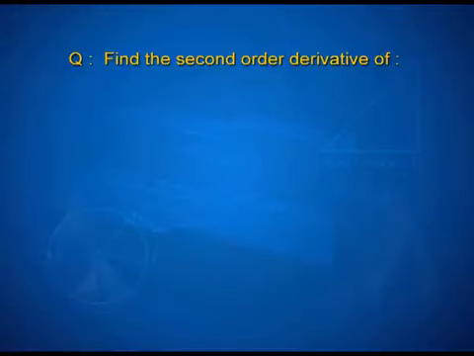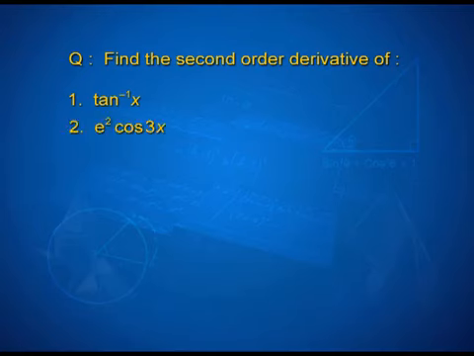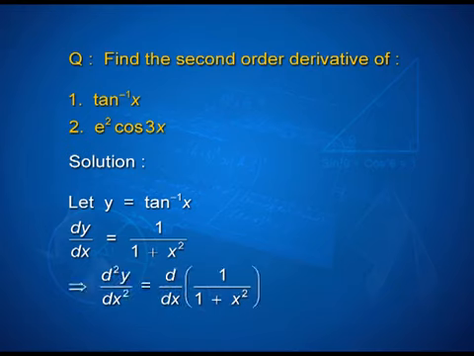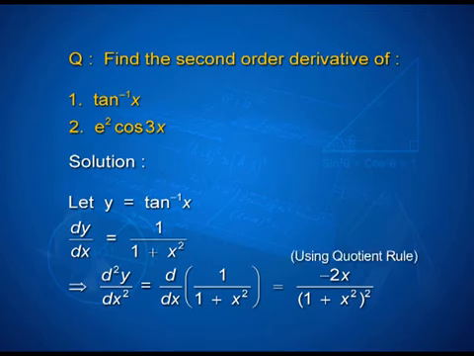Let us take a function. Suppose I have tan inverse x or I have exponential x into cos of 3x. Can I find the second order derivative? So, starting with y as tan inverse x, dy by dx is 1 by 1 plus x square. Therefore, the second order derivative will be the derivative of 1 by 1 plus x square, which is nothing but minus 2x by 1 plus x square whole square. And where did I get that from? Using the quotient rule, because I have 1 by 1 plus x square.